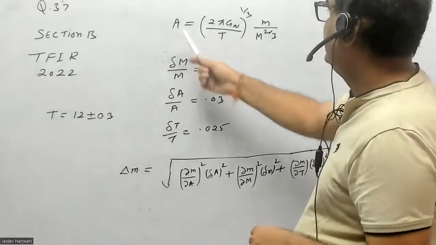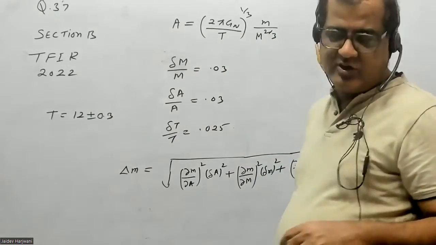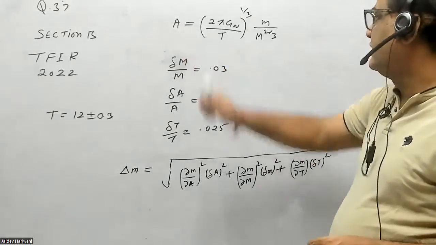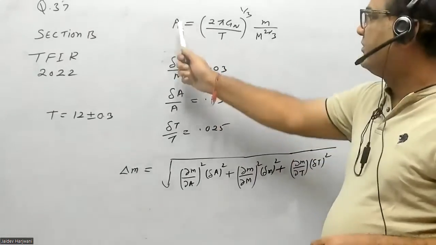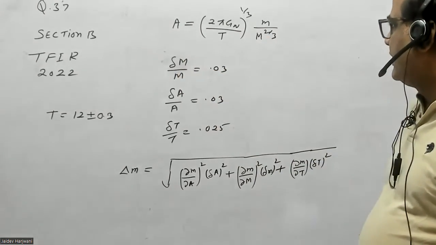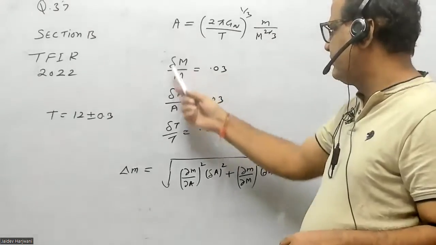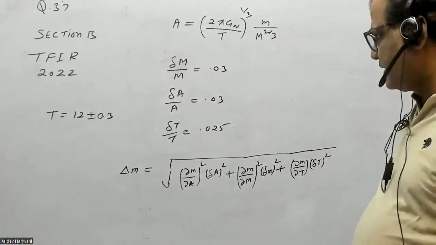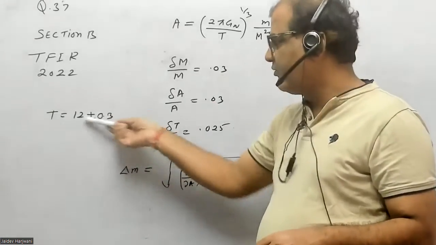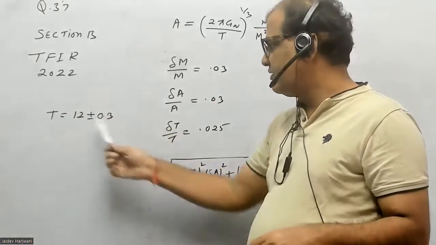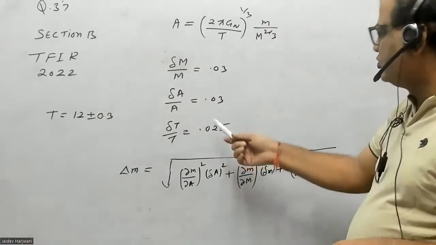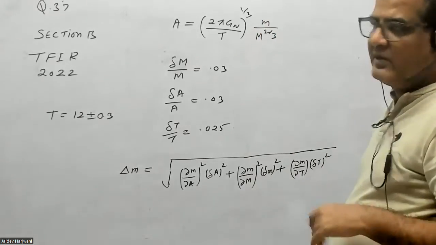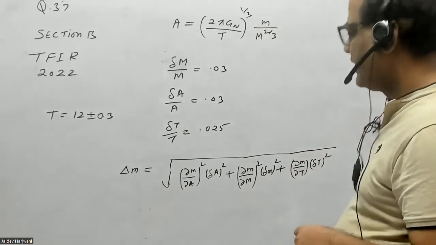Now the question says if you try to measure the velocity of small m, then the variation in the velocity amplitude is given by this expression. The error in the measurement of the mass M and A is given as 3%, and as you are doing the measurement at a particular temperature, the error in T is also given as 2.5%. Now, if I measure small m, what will be the error in the measurement of small m?